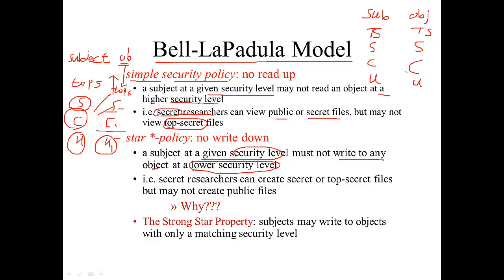So no write down means that if the subject is at top secret level, it cannot write to secret level. Also, it cannot write to confidential level and cannot write to unclassified objects.